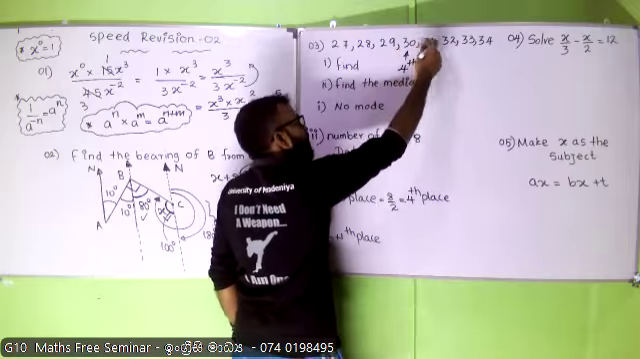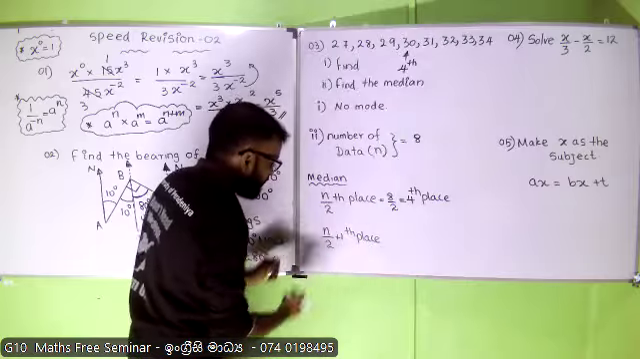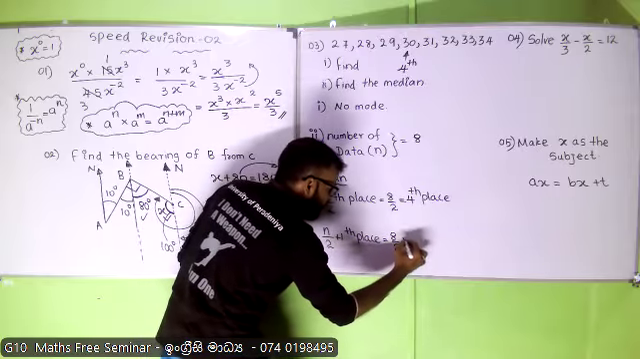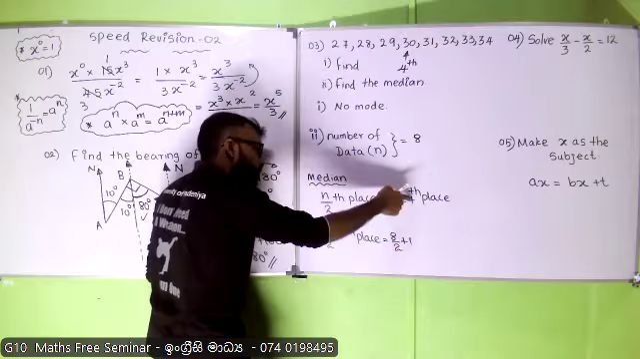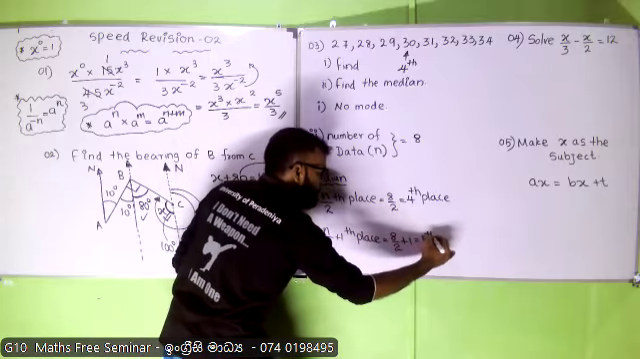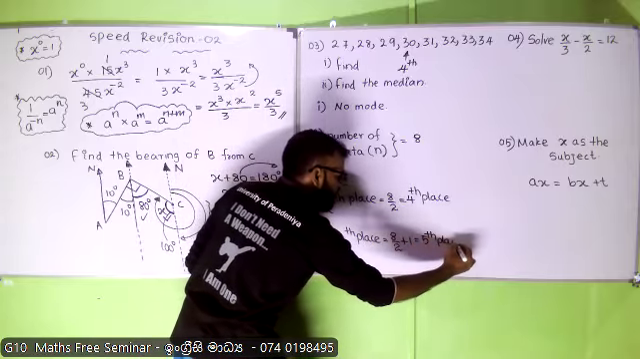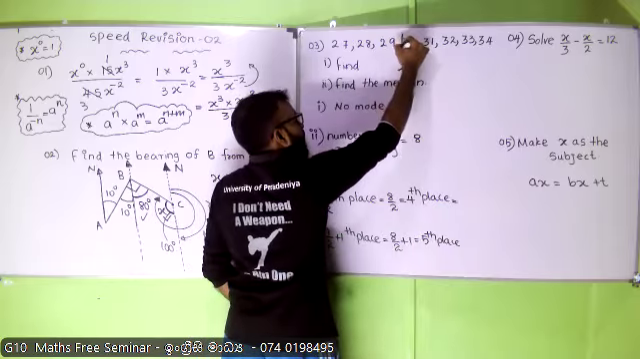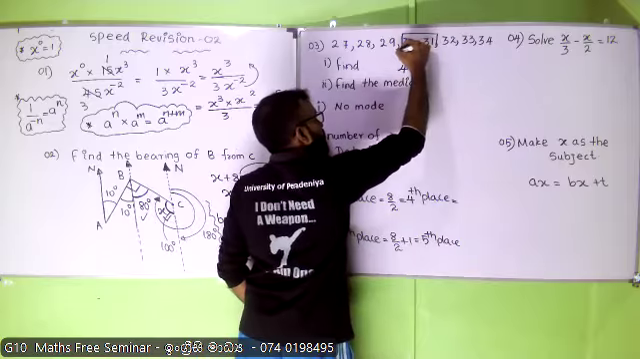The next consecutive one is the 5th place. So here, n divided by 2 means 8 divided by 2, which is 4th, plus 1, 5th. So consecutive 2 places will be obtained: the 4th one and 5th one. These are the two values.